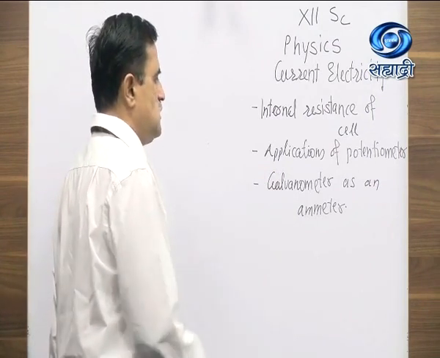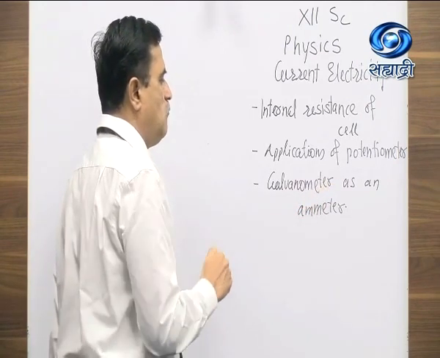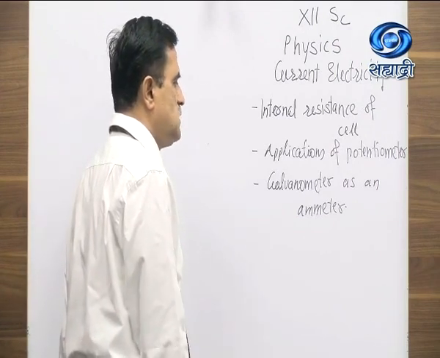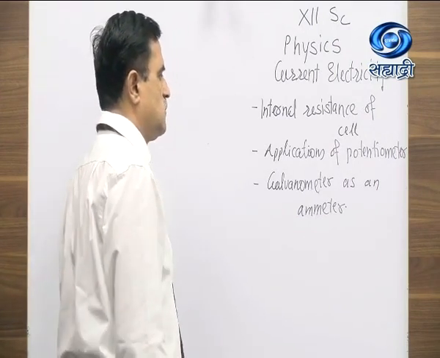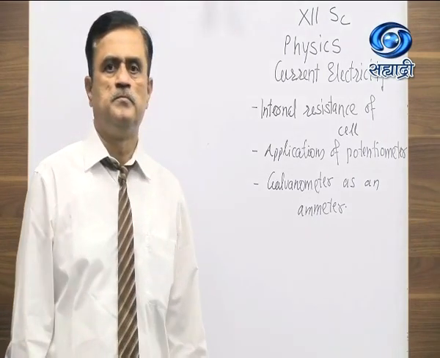Also, we had seen the galvanometer and its use as an ammeter. How we convert a galvanometer into an ammeter, that is to measure the current in the circuit. Next topic that we shall see now.